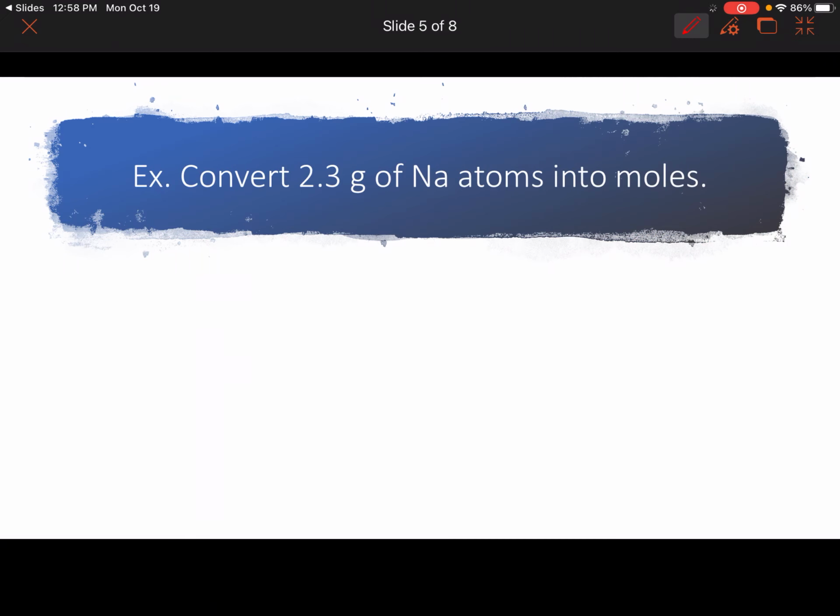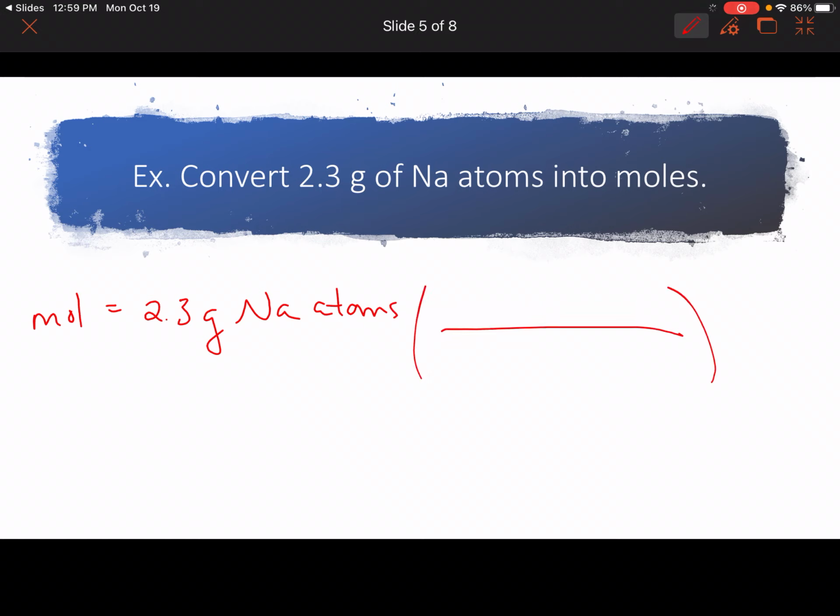Okay, the next one. Convert 2.3 grams of sodium atoms into moles. So if you had 2.3 grams, how many moles would you end up having? So what are you looking for? You're looking for moles. Moles equals 2.3 grams of sodium atoms. And then we're going to have our conversion factor here. Now you've got grams of sodium on the bottom and moles on top. In 1 mole, how many grams of sodium are there? And this comes from the periodic table. That's 23. So I know that the molar mass is 23 grams for every 1 mole here.